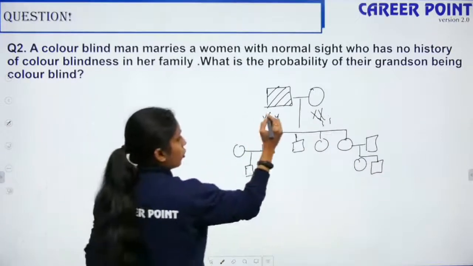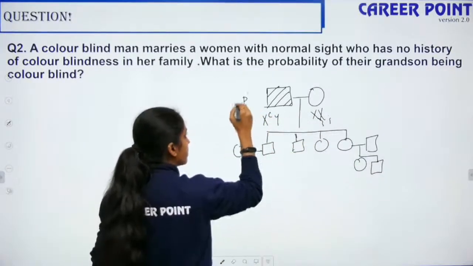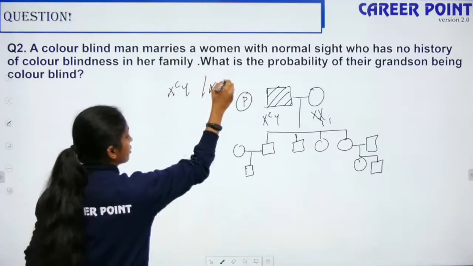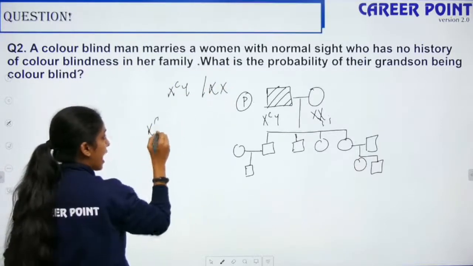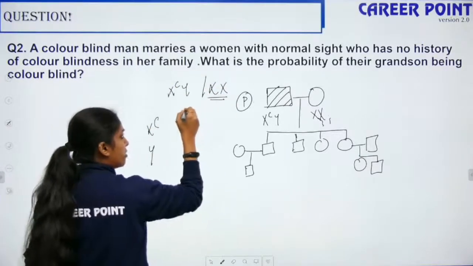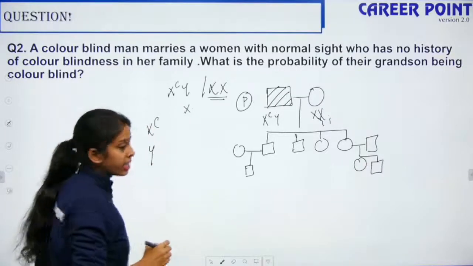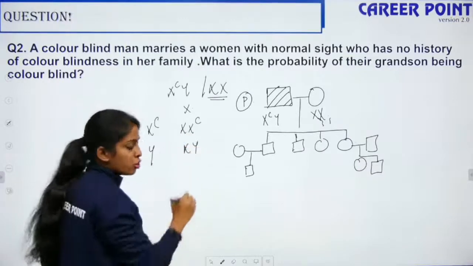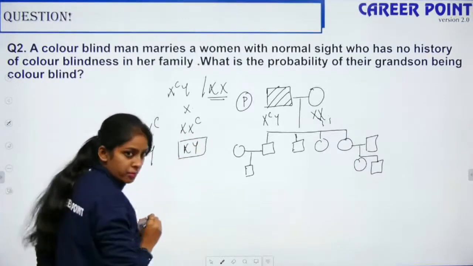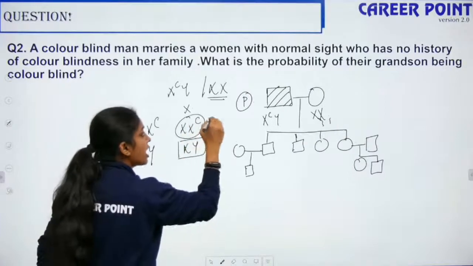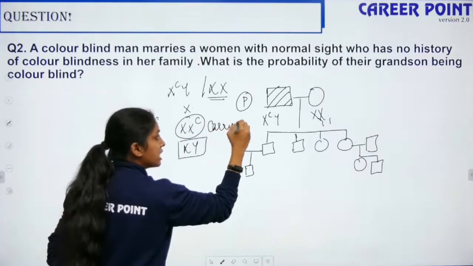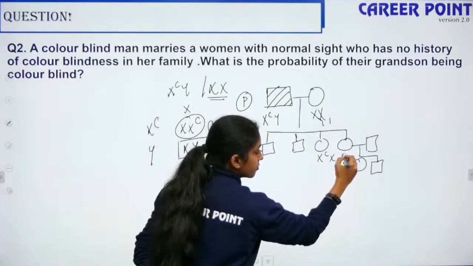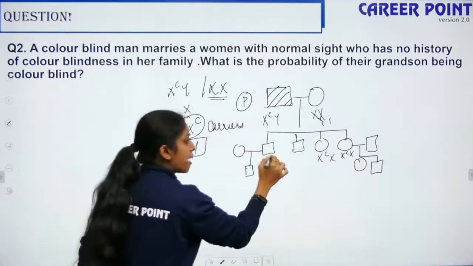Okay, so this is the condition for the parents. If these are the gametes, the chromosomes, the gametes will be X^C X^C. From here I have only one X, right? So it will be X^C X and X^C Y. So the sons are perfectly normal in this case and the daughters are carriers. So in the F1 generation, the daughters are carriers. So the son is absolutely normal.